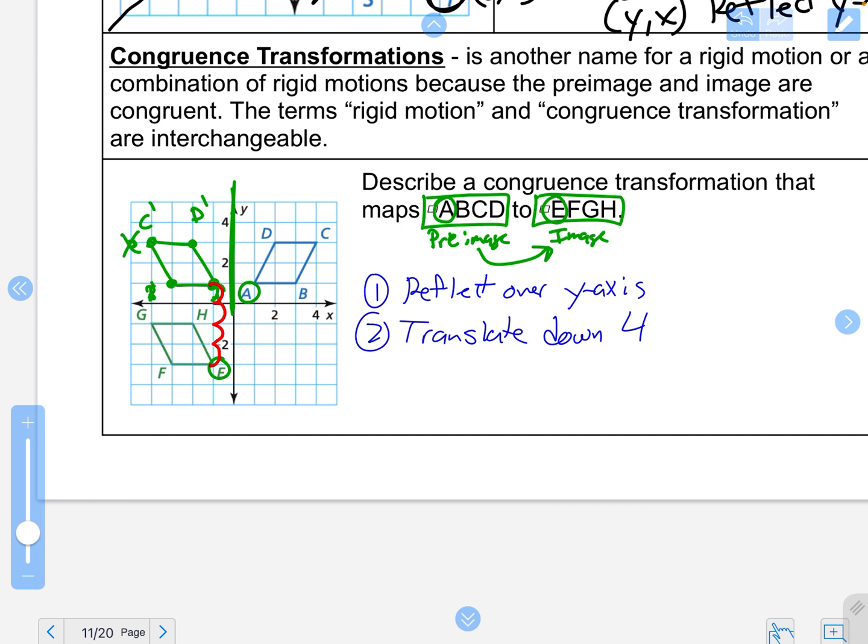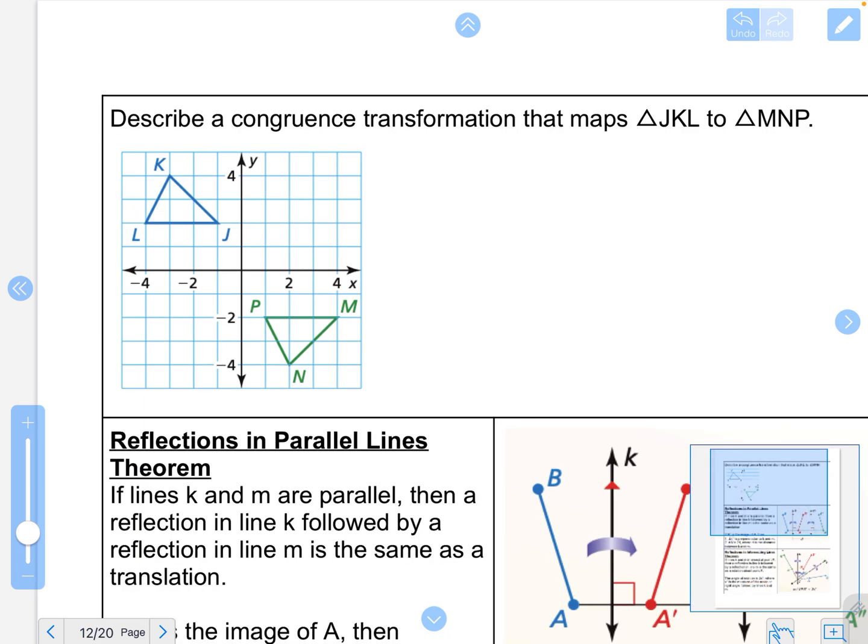Now, as we discovered on the one above, sometimes there are multiple ways that you could do this. You could have also translated first and then reflected over the y-axis, and you still would have gotten the same result. I'm trying to think, could you have rotated? I don't think you could have rotated, because if we needed A to F, I don't think you could have reflected diagonally, but there are more than one way to get the answer.